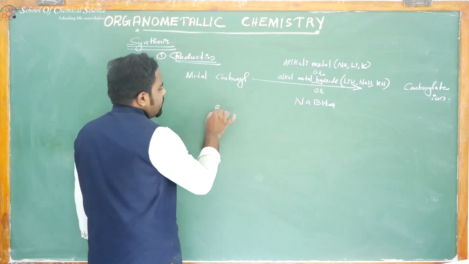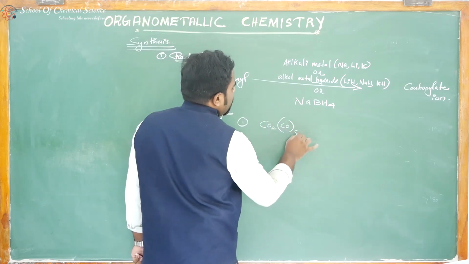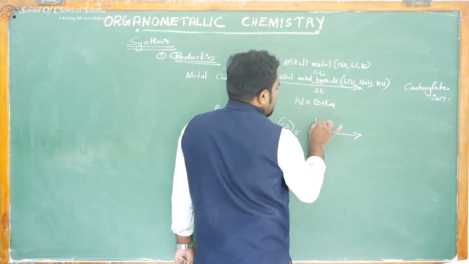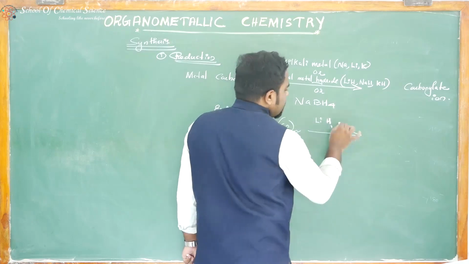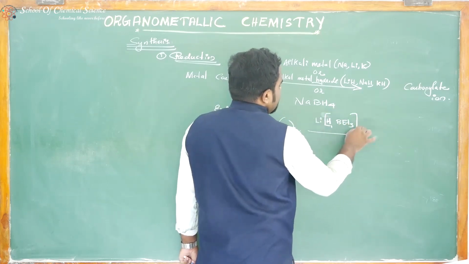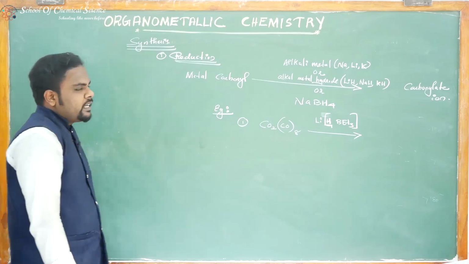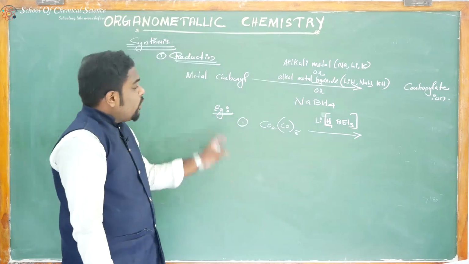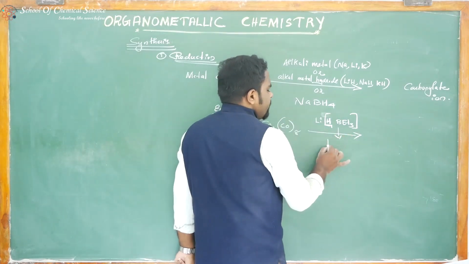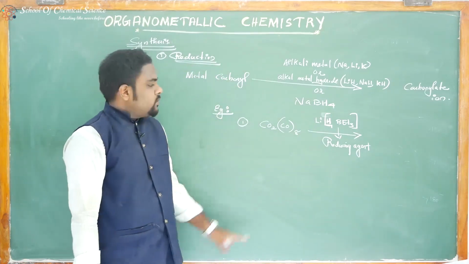For example, first question, you have to write the product. Co2(CO)8, reduction by using the reducing agent LiHBEt3. This reducing agent we discussed in organic chemistry, a lithium borohydride derivative, alkyl lithium borohydride. It's a hydride ion donor, a reducing agent. What will be your product? Reduction of metal carbonyl will result in a carbonylate ion.